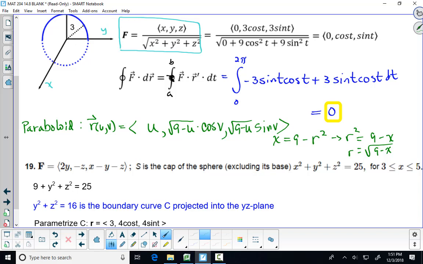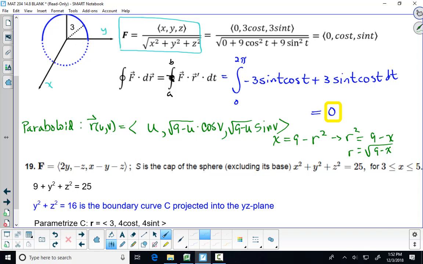I just don't know why it's cosine v inside of the. So we need one of our two variables to spin us around because every cross section is a circle. So if every cross section is a circle, we need one of the parameters to represent angle. So I just chose v to represent angle.